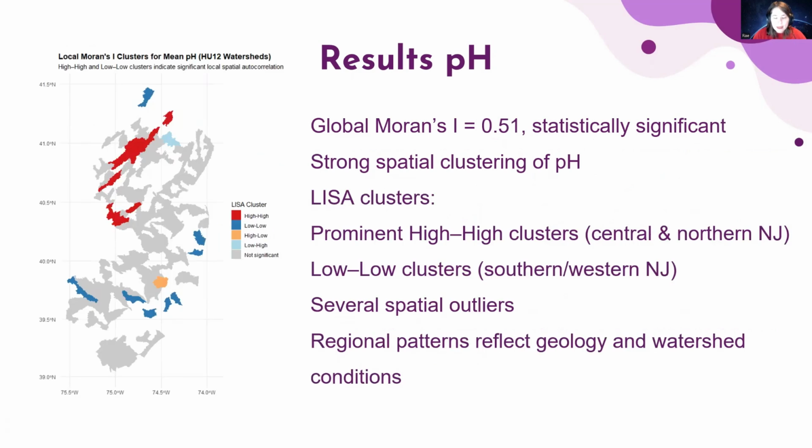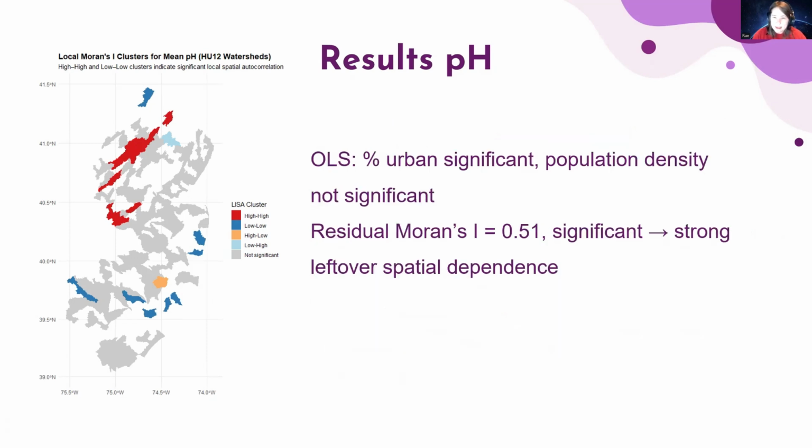The LISA map reinforced this pattern. Several high clusters appeared in the central and northern regions of the state, while low clusters were concentrated in the south and southwest. These clusters suggest that pH is shaped by broader regional factors such as geology or groundwater flow paths. When I modeled pH using population density and percent urban land coverage, the regression showed that urbanization was a significant positive predictor, but the residual Moran's I remained high at 0.51. This meant strong spatial dependence was still present.